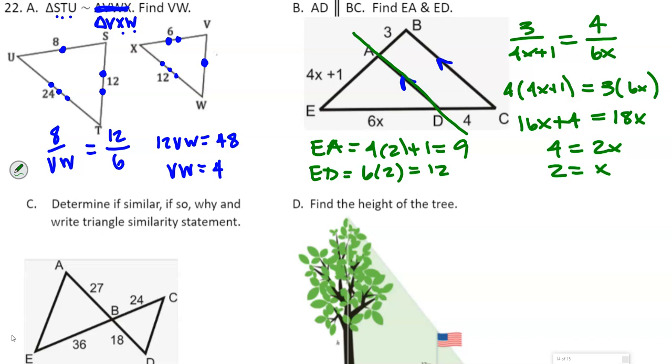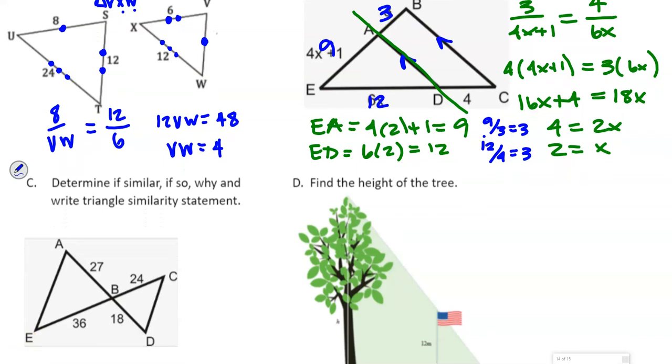Now, the way we check this is we put these over one another, see if we get the same fraction. So for this part right here, it would be 9 and 3, right? So 9 divided by 3 is 3, right? So for this part down here, we said it was 12. And 12 divided by 4 is also 3. Okay, so that's the way we check the problem.